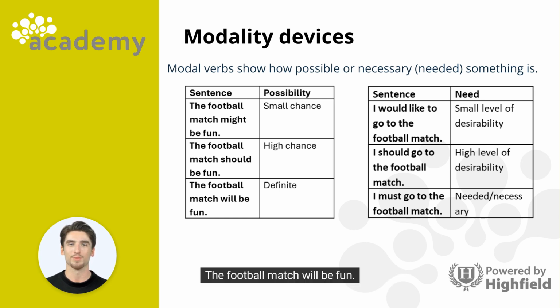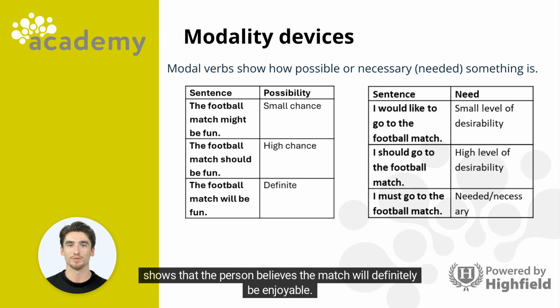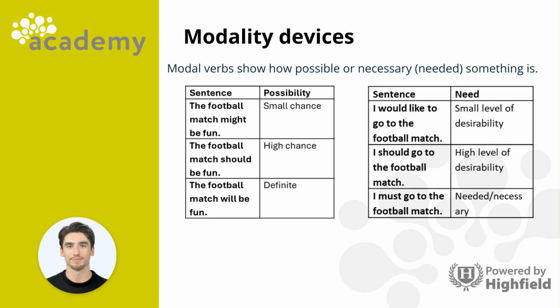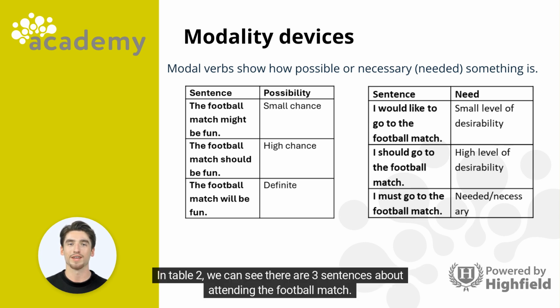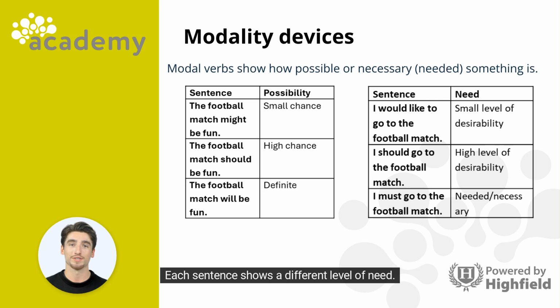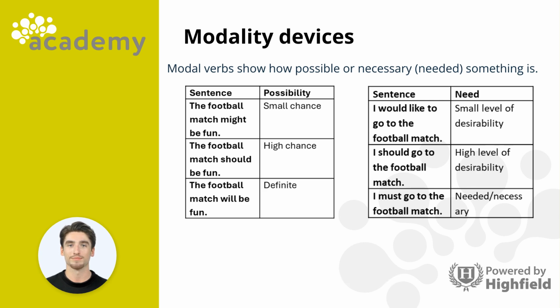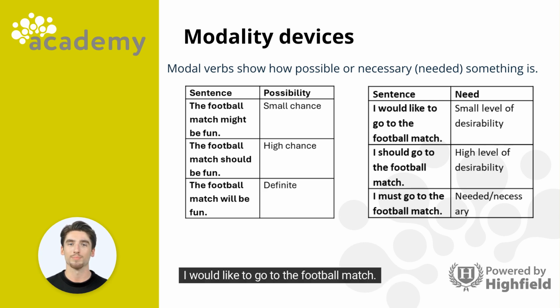The football match will be fun. Will shows that the person believes the match will definitely be enjoyable. In Table 2, we can see there are 3 sentences about attending the football match. Each sentence shows a different level of need. I would like to go to the football match. The person would like to go, but it is not essential.